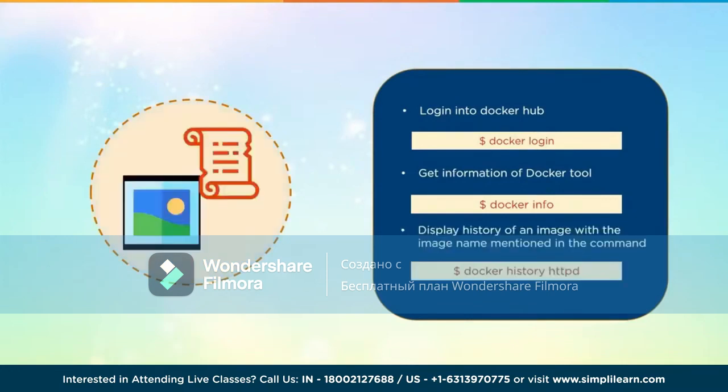And then we have docker history. Using docker history, you can see the history of the Docker image, what the mechanisms are, or what the different image IDs available there are. So this is basically giving you the complete history of how the Docker image is prepared.